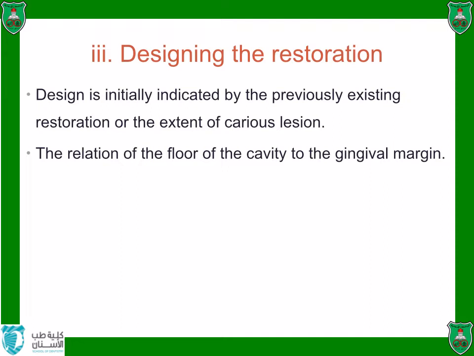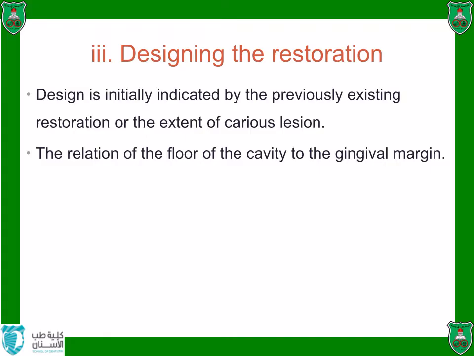We need to determine the extension of the restoration. Also, we need to determine the retention form and the resistance form that we need for the final restoration. And this is what we mean by designing the restoration. And designing will be affected, as we say in this slide, by previously existing restoration and the caries and also the relation to the gingival margin. As I said before, we need to make sure that we have enough space between the gingival margin and the bone level. We call this the biological width. If we have violation of the biological width, then we need some sort of periodontal surgery.